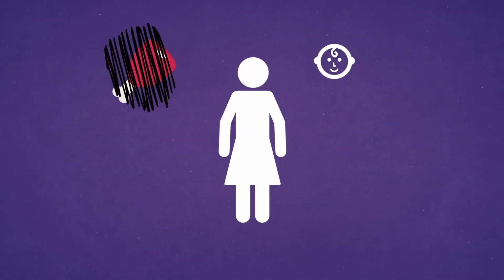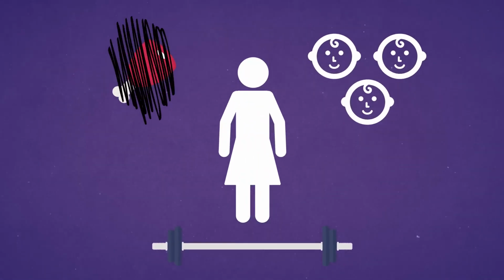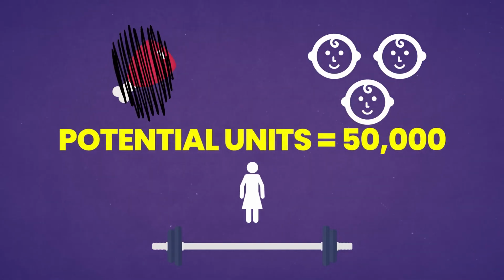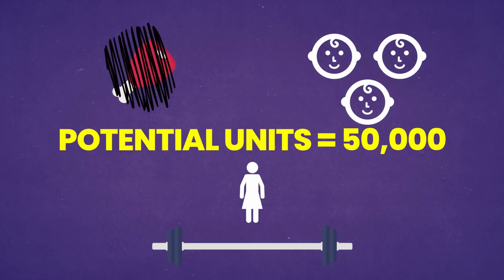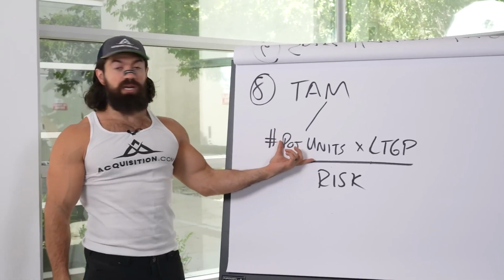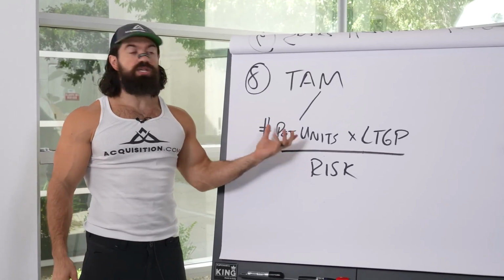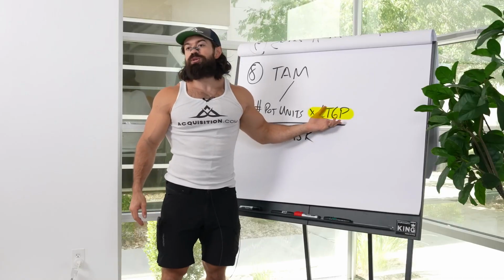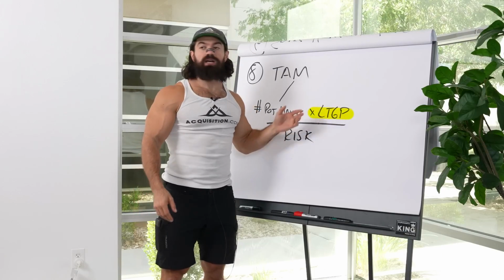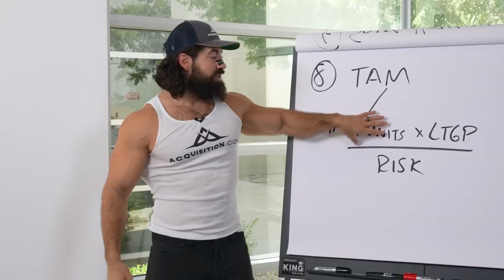If we're servicing vegan moms with 3 kids who like powerlifting, then there might only be 50,000 of them. And so I'm going to have 50,000 potential units sold. That's assuming we get 100% of the market to buy. Now that might not be true, but here is how many units we could potentially sell. The lifetime gross profit is, well, how much do we make on all of these people? This would give us an idea of how big the opportunity is. This is all the good stuff.